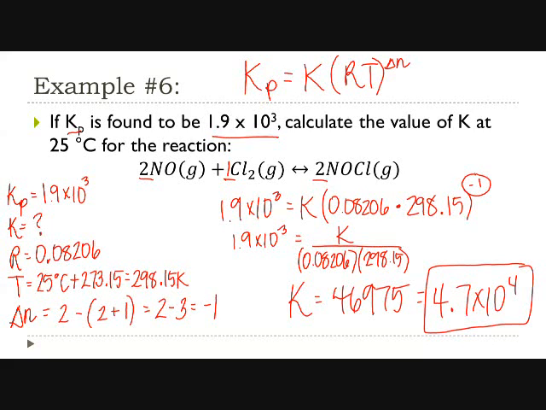In 7.5, we talk about what it means when you have a really, really big K or a really, really small K. So that's what 7.5 is about. But 7.4 is just relating how sometimes Kp and K are not the same thing, or how you solve for K.